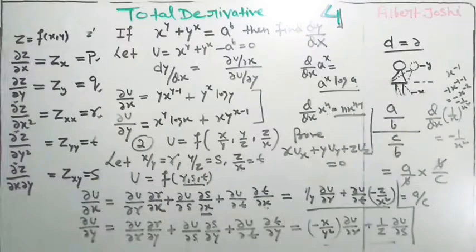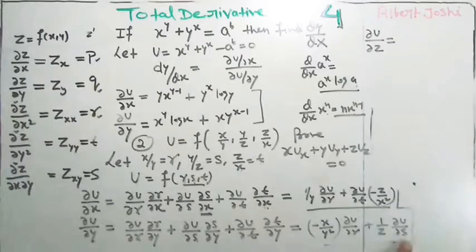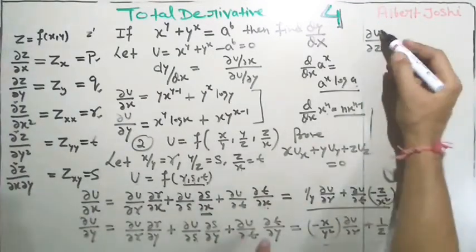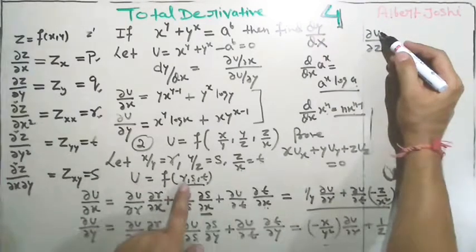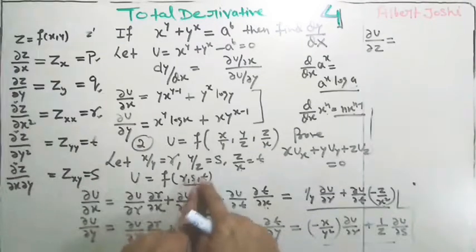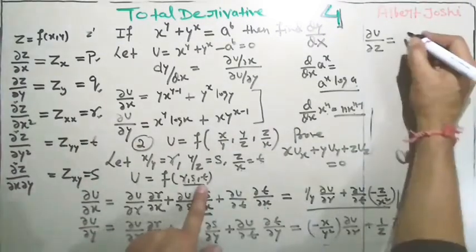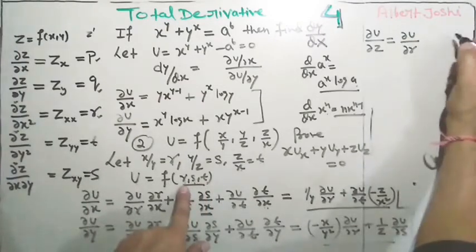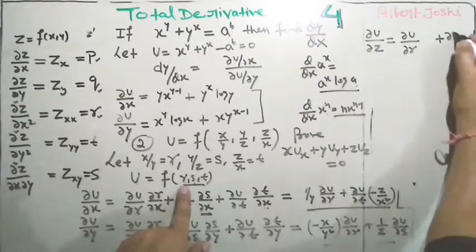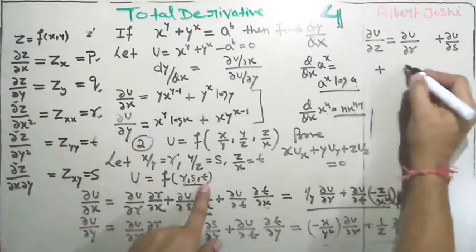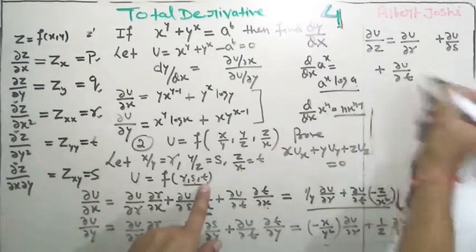Now the third one, we are just talking about the third one. There is no space, so I am writing here del u upon del z. What is del u upon del z? In u, there are a total of 3 variables, r, s, t. So one by one you differentiate u with respect to r, with respect to s, and with respect to t. So del u upon del r, plus del u upon del s, then plus del u upon del t.